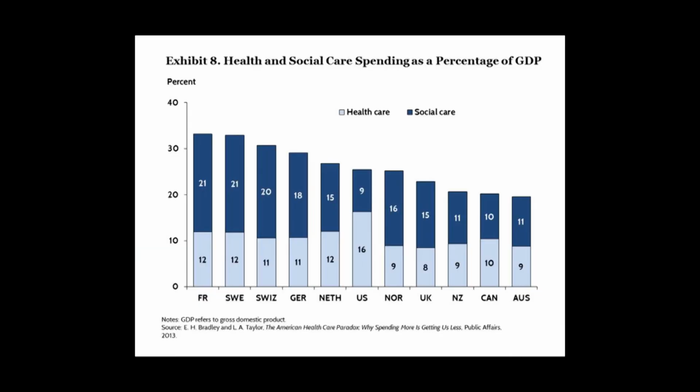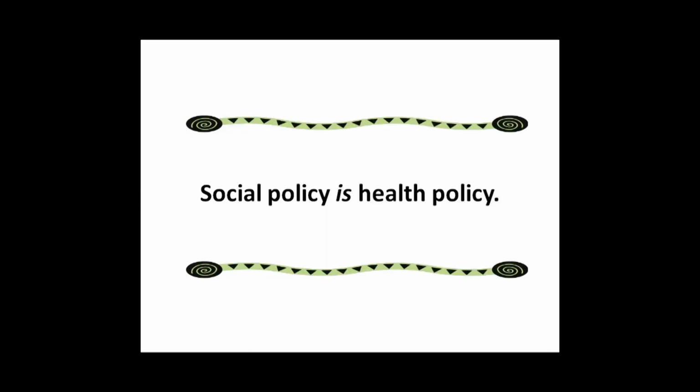We spend more on health care, that's the light blue, and you can see us in the middle with the highest light blue in this chart, and less on social programs, that's the dark blue. Again, we have the smallest piece of dark blue there on that chart. These other countries invest more in social services and income equity and achieve better health outcomes. They show us that social policy is health policy.